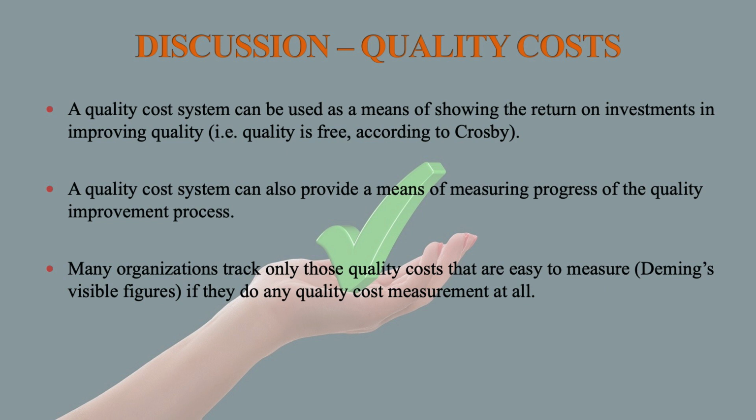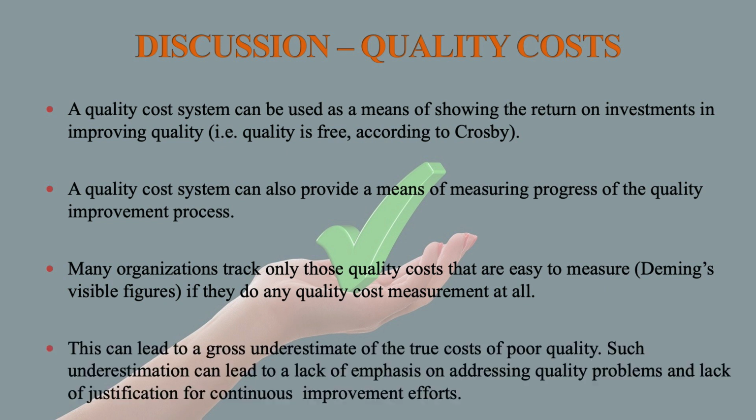Many organizations track only those quality costs that are easy to measure, Deming's visible figure, if they do any quality cost measurement at all. This can lead to a gross underestimate of the true cost of poor quality. Such underestimation can lead to a lack of emphasis on addressing quality problems and lack of justification for continuous improvement efforts.